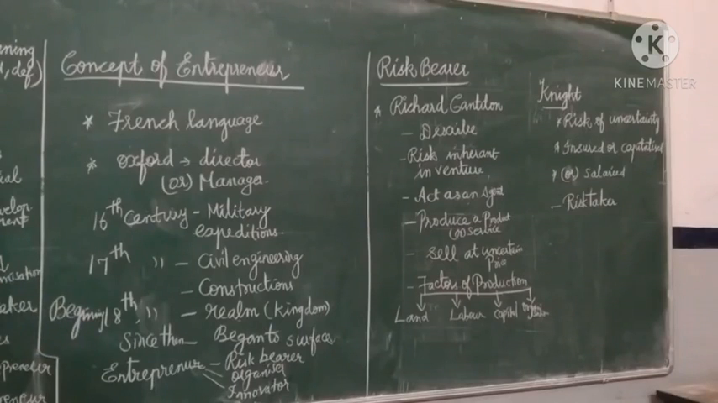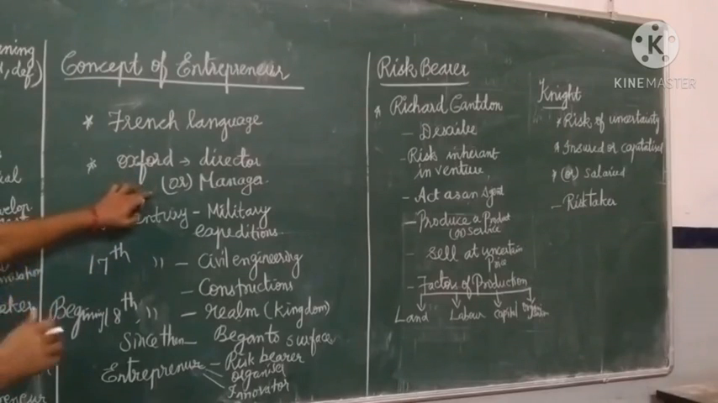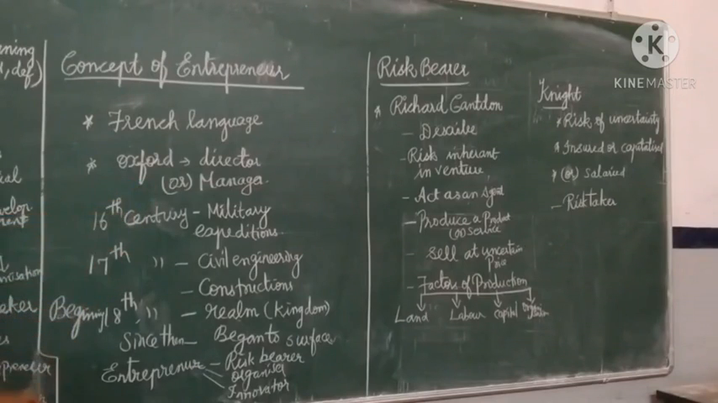So, the Oxford Dictionary 1887 defines an entrepreneur as a director. See, after that, the Oxford Dictionary has defined the meaning of the entrepreneur as director or manager. The person who is performing the musical performance, they will organize, whereas Mridangam, Kanjira, a lot of musical instruments are there, so we call it an organizer, entrepreneur.